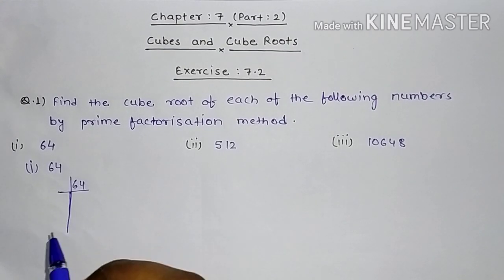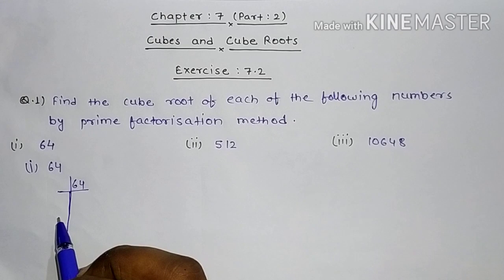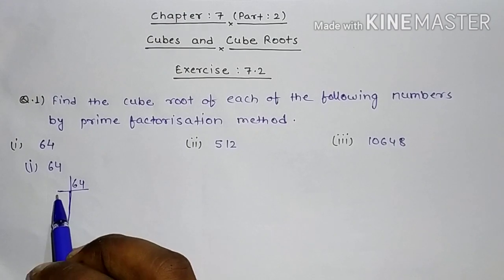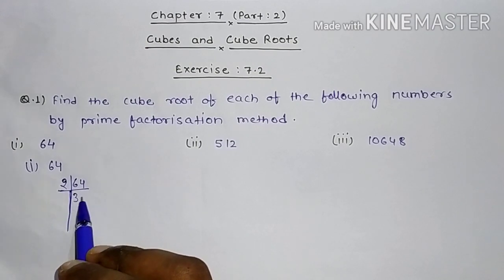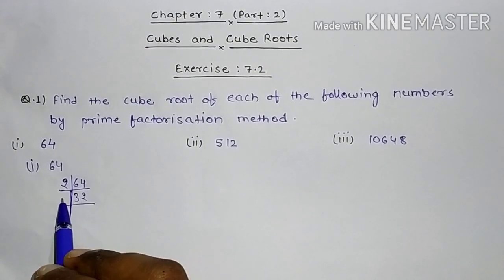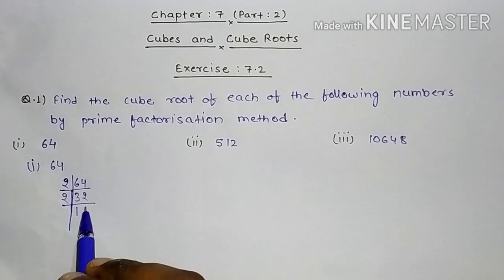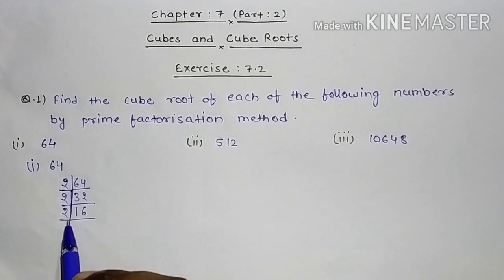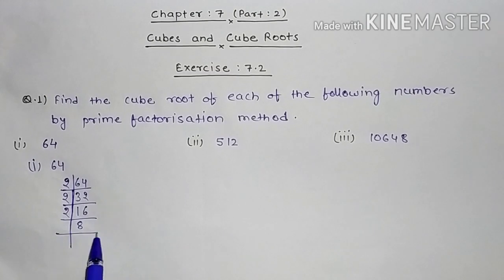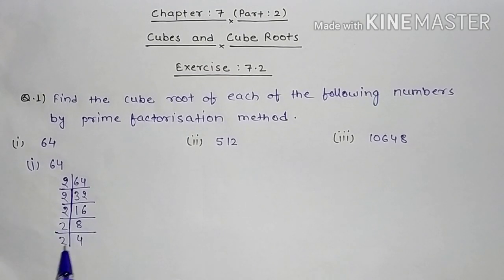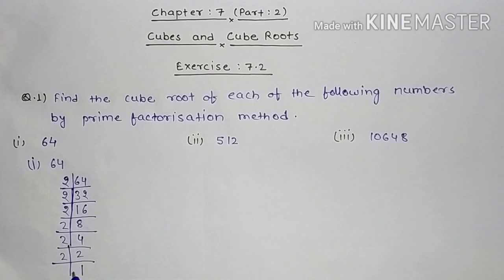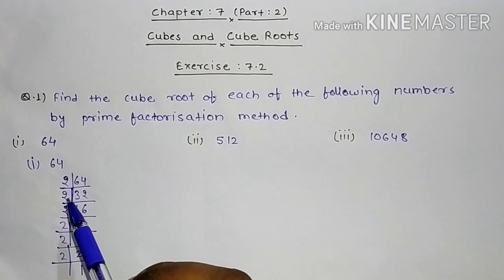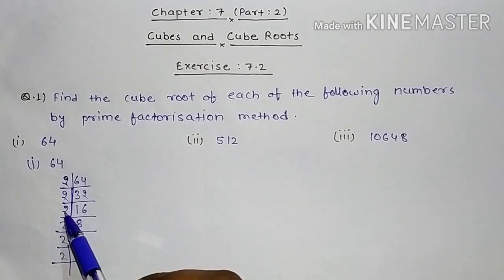So first of all we have to start dividing by 2. So take 2 here, 2 3 are 6, 2 2 are 4. Again divide by 2, that is 2 1 are 2, 2 6 are 12. Again 2, 2 8 are 16, 2 4 are 8, 2 2 are 4, and 2 1 are 2. Now the factors of 64 are 2 into 2 into 2 into 2 into 2 into 2.